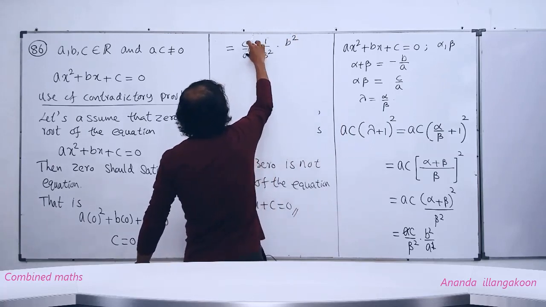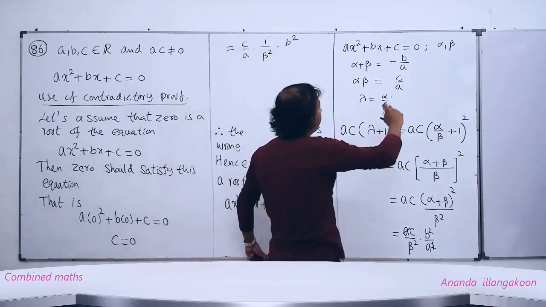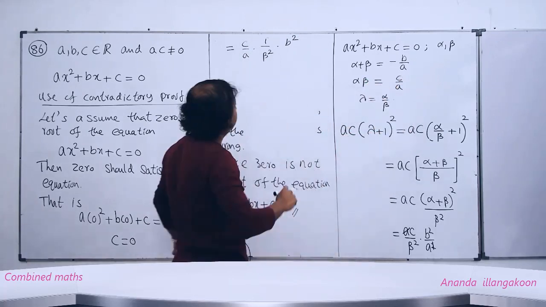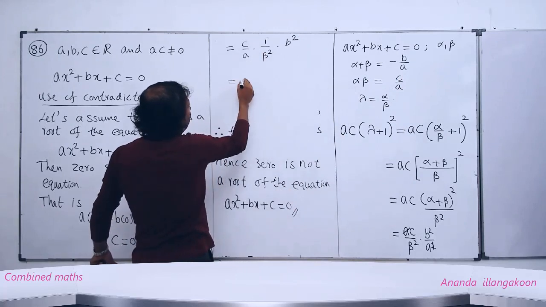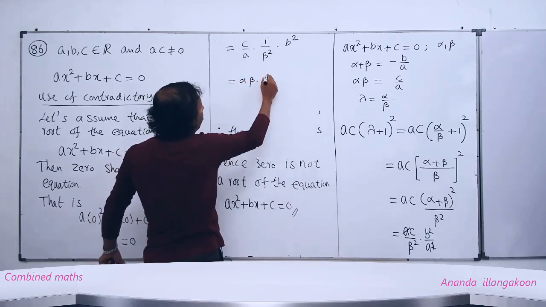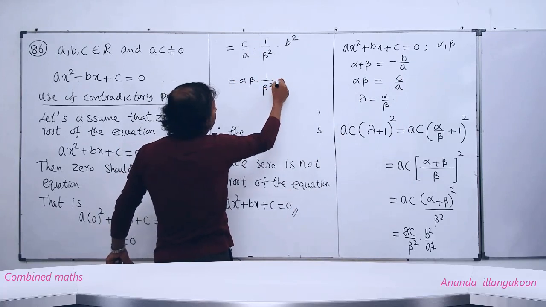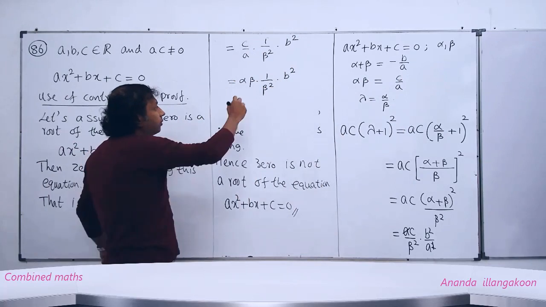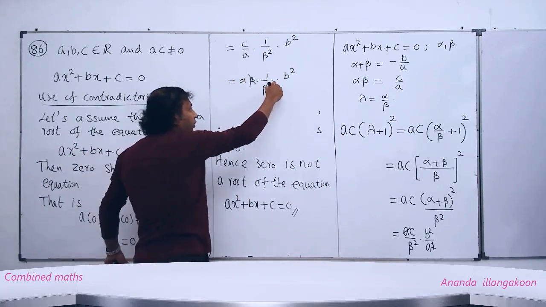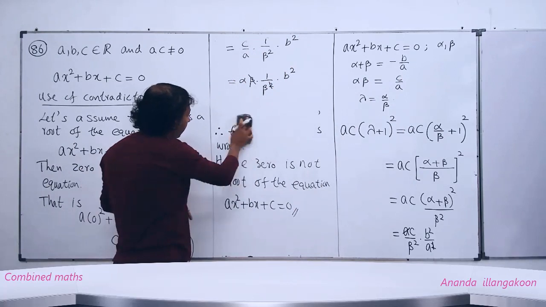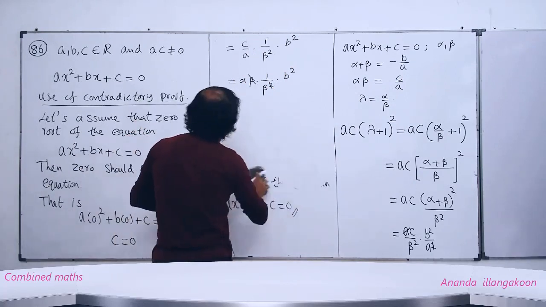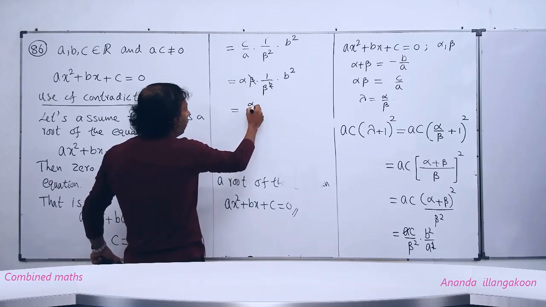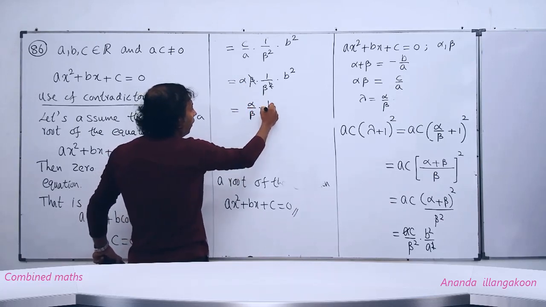You know what this C upon a is? C upon a equals alpha beta, no? So for this C upon a, we'll put alpha beta. 1 upon beta squared into b squared. Correct? Then, as before, 1 beta we can cancel with this beta. Then see what we have. There we have alpha by beta, alpha divided by beta, and here b squared.